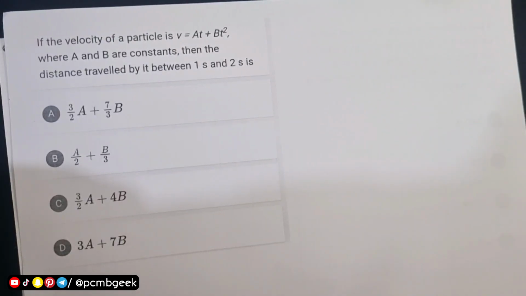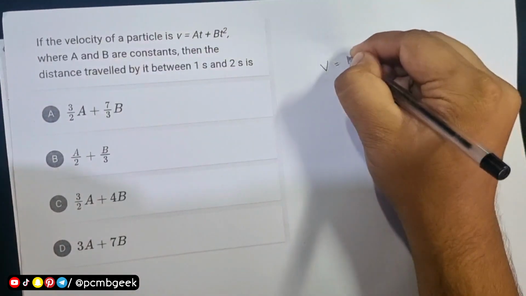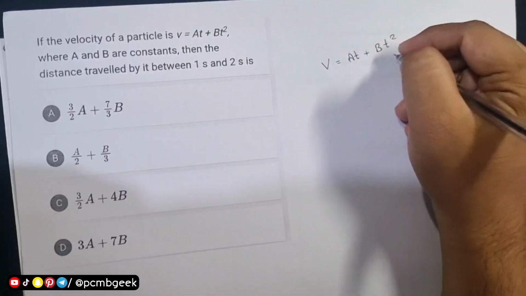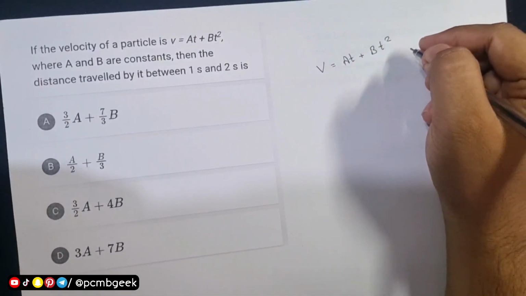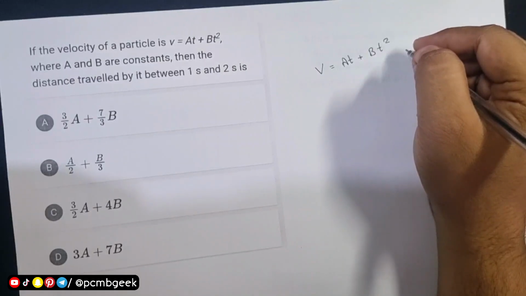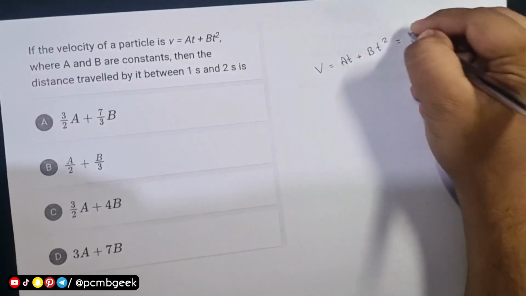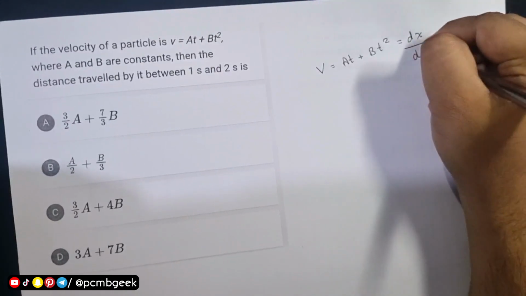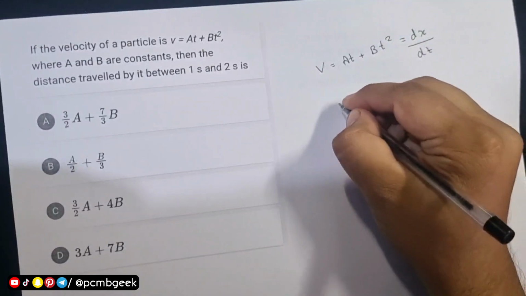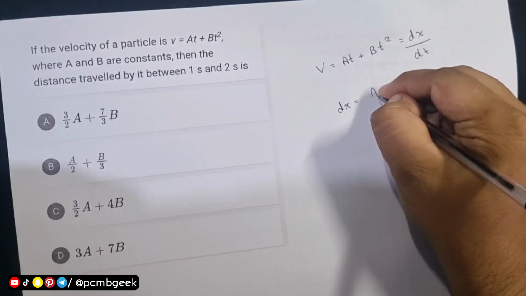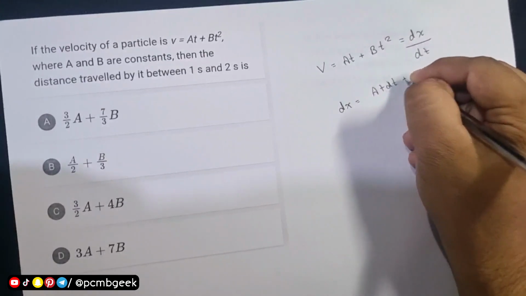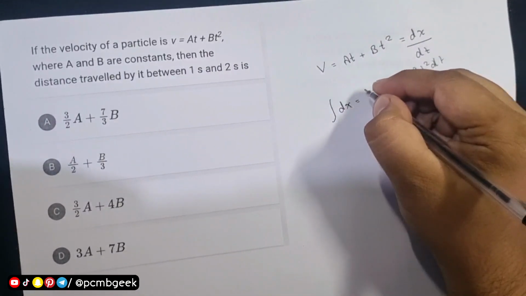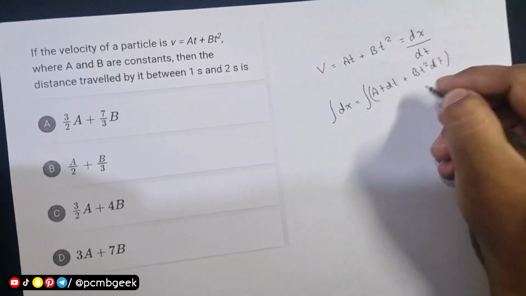The question we are given is the velocity of a particle equals a times t plus b times square of t, where a, b are constants. Then the distance traveled by the object between 1 and 2 seconds is, as we all know that velocity is the first derivative of position or distance with respect to time. That means dx equals a t dt plus b t square dt. That means I can calculate the displacement by integrating these equations with respect to dt and dx.